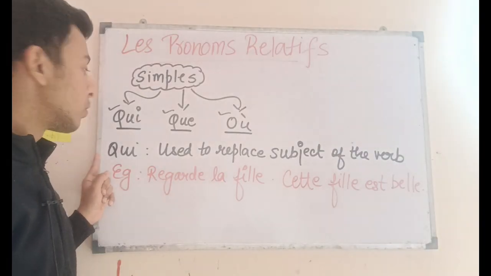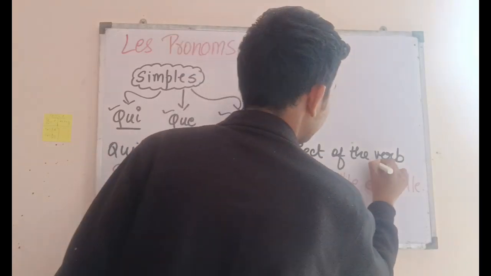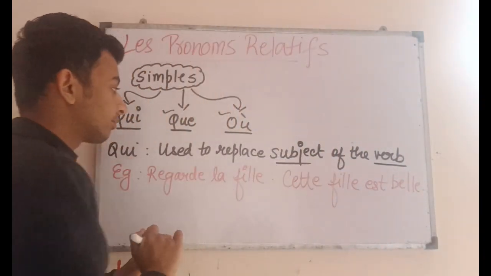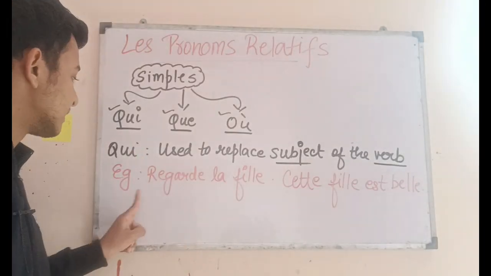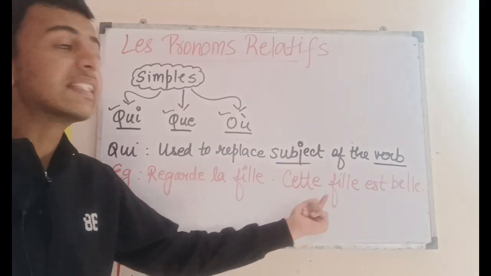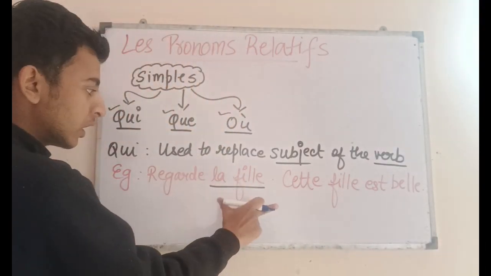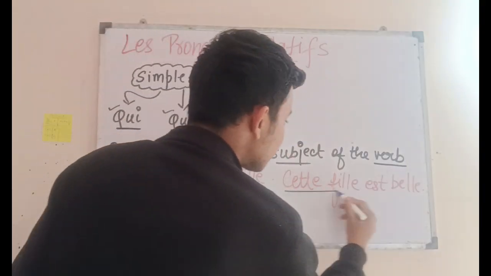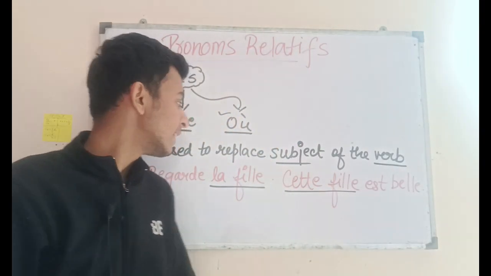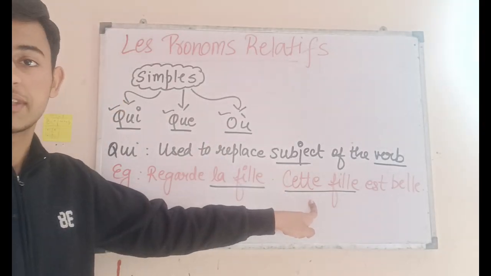Let's first discuss qui. The pronom relatif qui is used to replace the subject of the verb. For example, I have a sentence: regarde la fille, cette fille est belle. Look at the girl, this girl is beautiful. So first I have the girl. Girl is the subject, and the girl is repeated again. So whenever a subject is repeated two times, the second time is replaced by the pronom relatif simple.